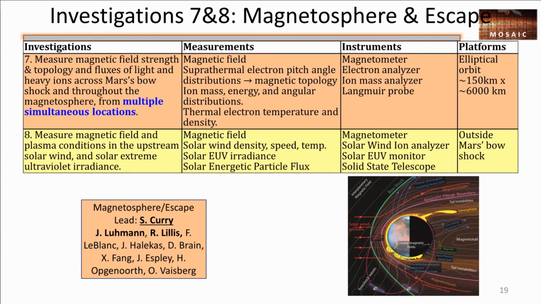Here the instruments are magnetometers, electrostatic analyzers for both electrons and ions, and a Langmuir probe, as well as electric fields, which got left off this chart. And lastly, to measure the space weather drivers that drive the whole upper atmosphere and magnetosphere system. Essentially we measure those same quantities, but in the undisturbed upstream solar wind, in other words, outside of Mars's bow shock.